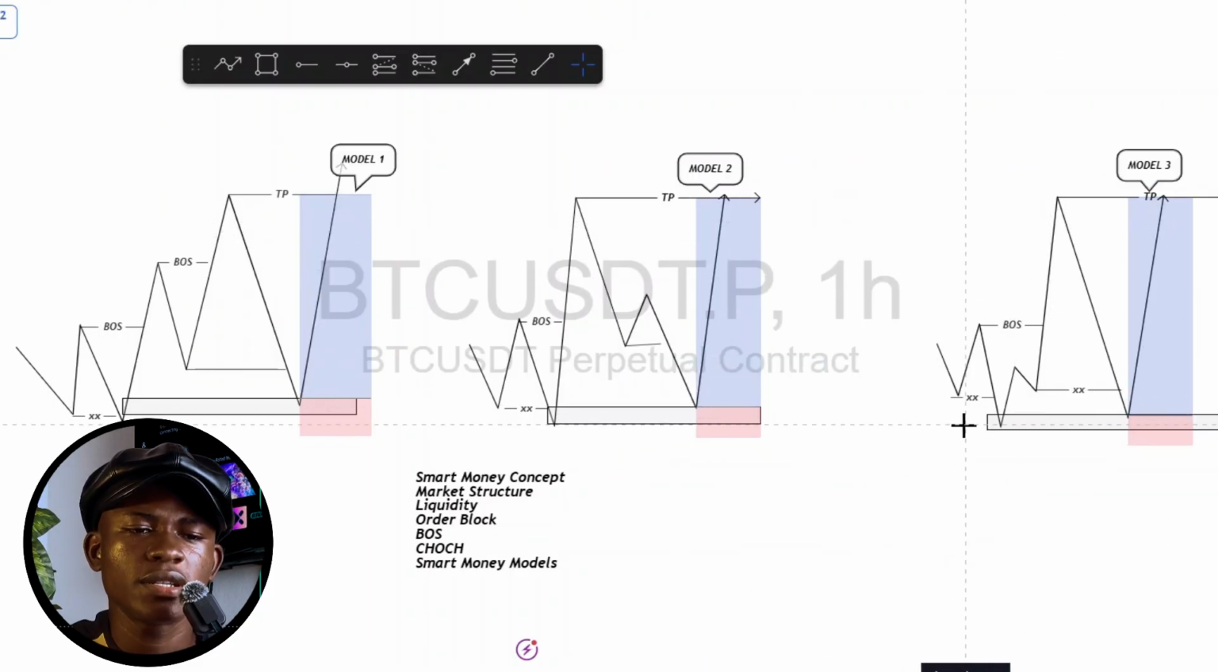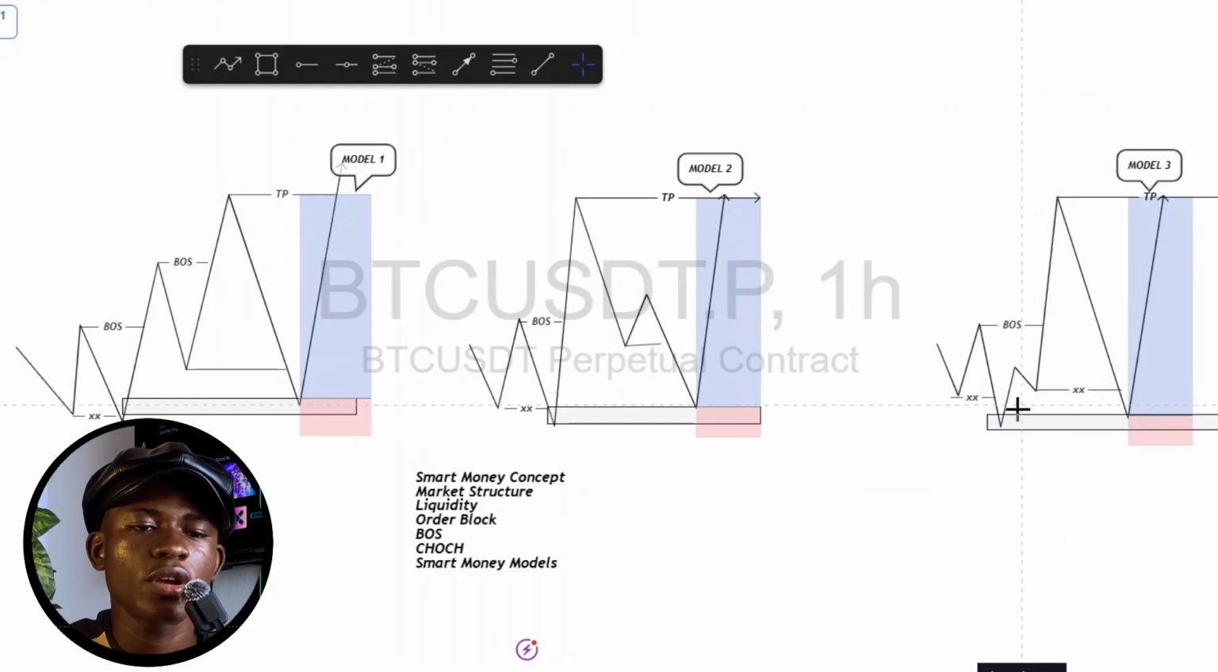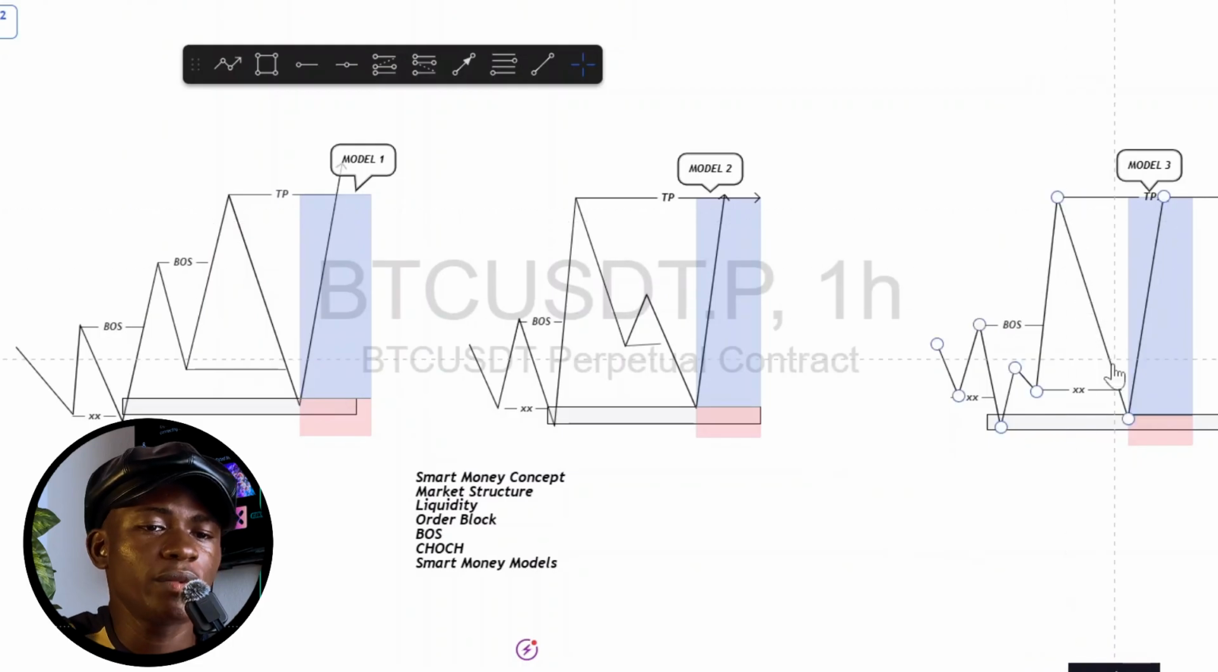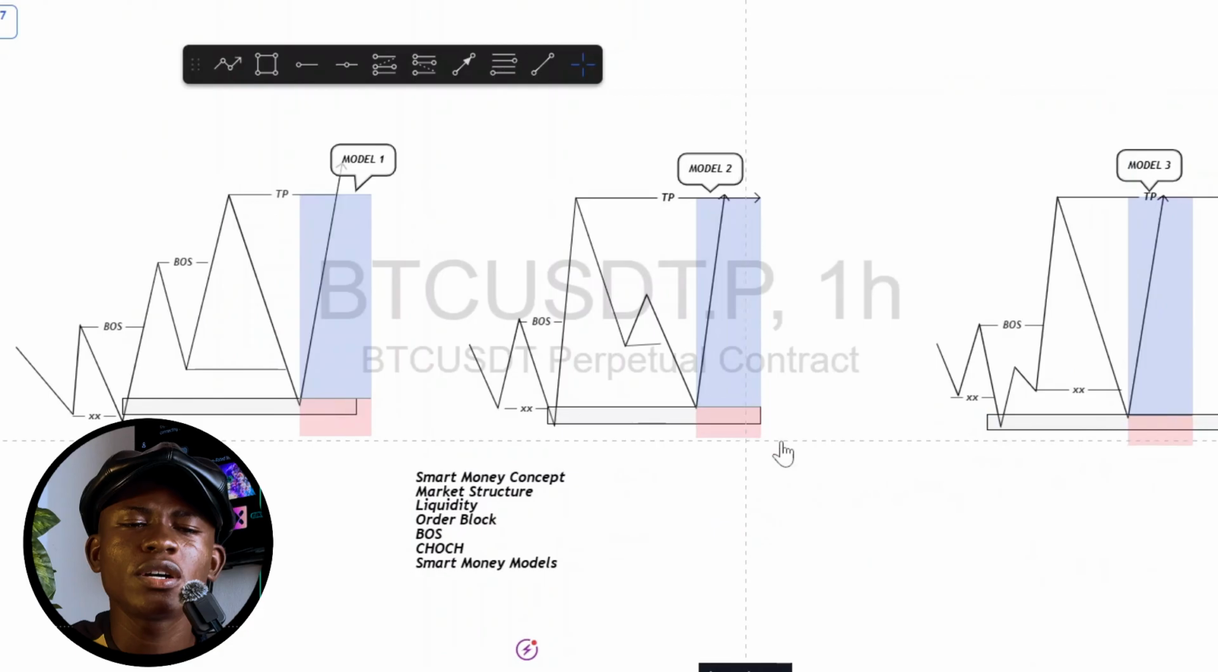Back to model 3. Same thing, sweep of liquidity. The market is in an uptrend, which is this break of structure, and then you see your inducements here. This is where many traders will be induced. You can call them liquidity, and the market will now sweep that liquidity, react to your OB, and then go. These are the 3 models I use.